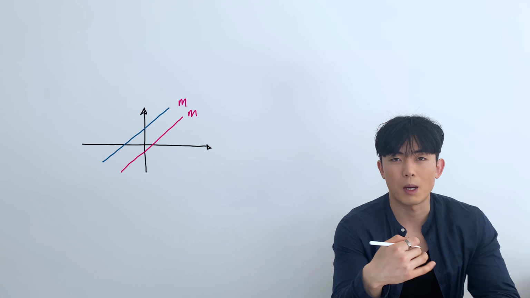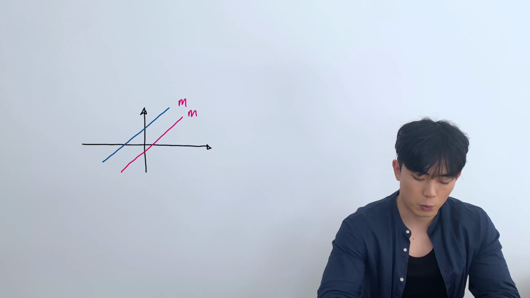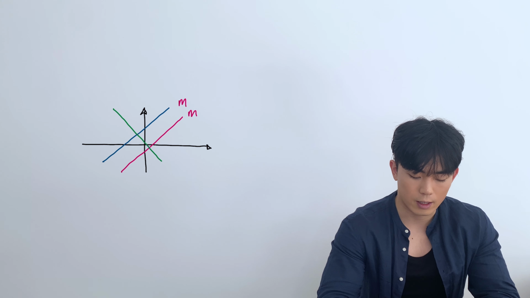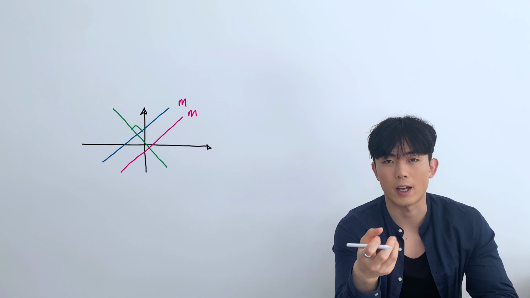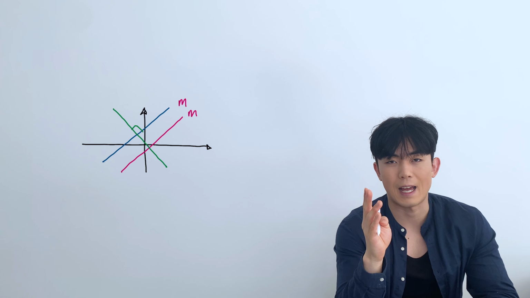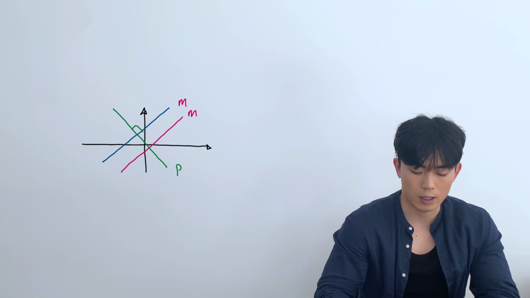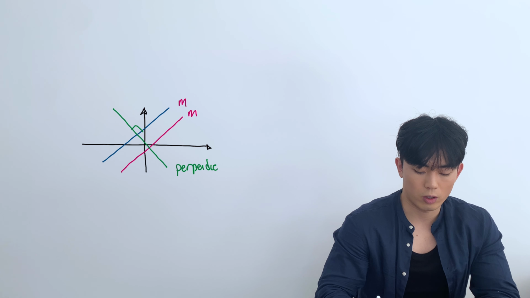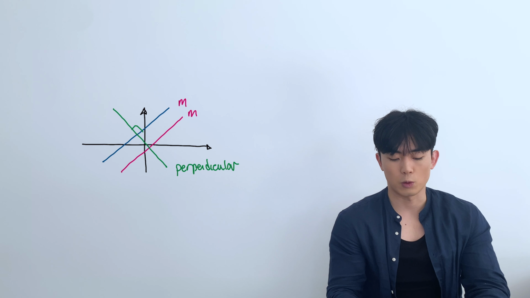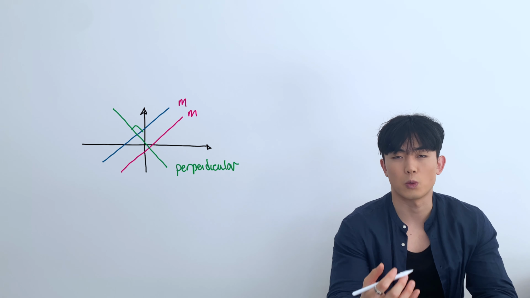There's also something called a perpendicular line. A perpendicular line is when a line is at 90 degrees to another line. So if two lines are 90 degrees to each other, then we call them perpendicular lines, like this. Okay, so the way we show that lines are perpendicular is also with the gradient.